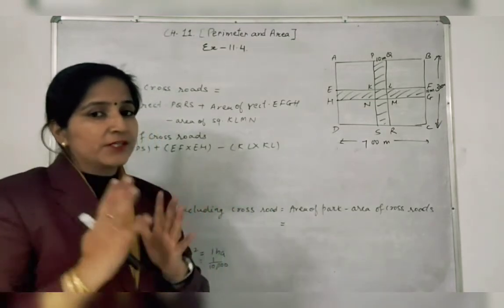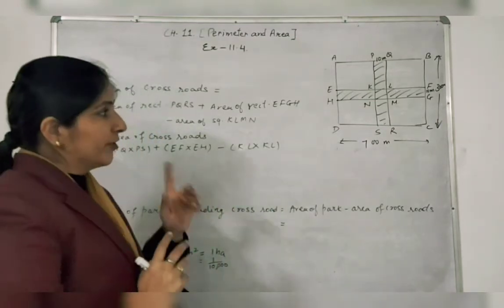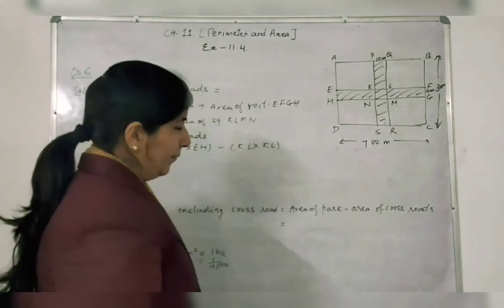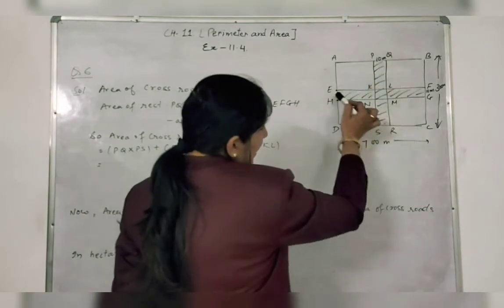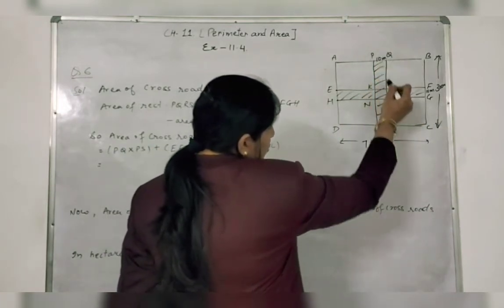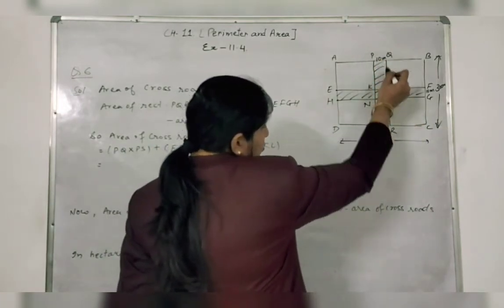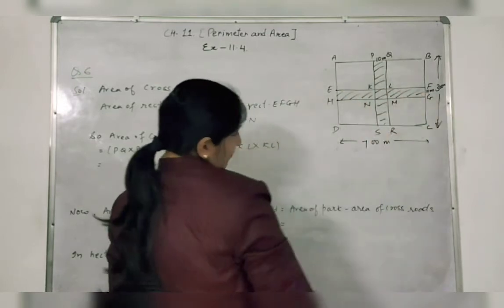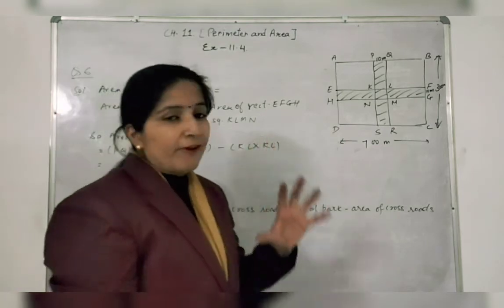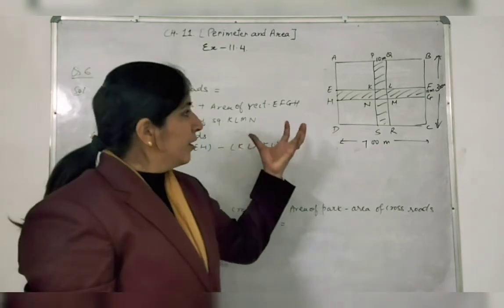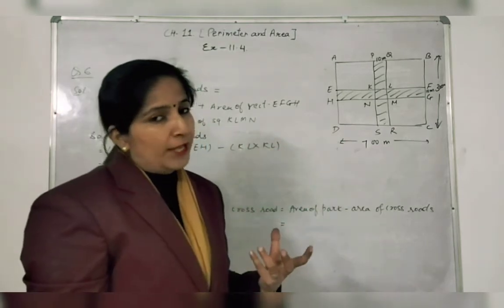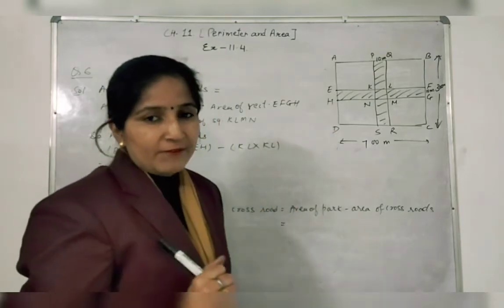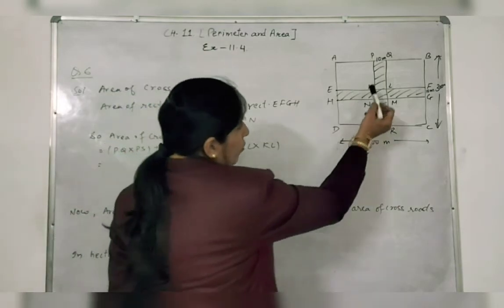So these three things we have to do one by one. First of all, to find out the area of crossroads, let us talk about that. To find out this area, you can see PQRS is one rectangle. Second rectangle is EFGH. So we can find the area of these two rectangles to find out the area of crossroads. But as we have already discussed this thing in one example also, so what is that?